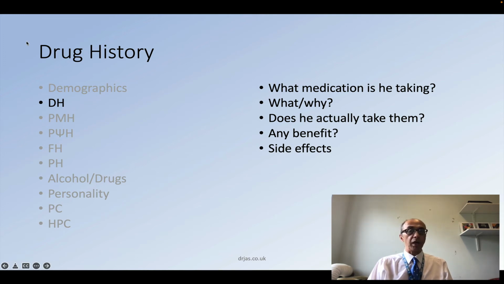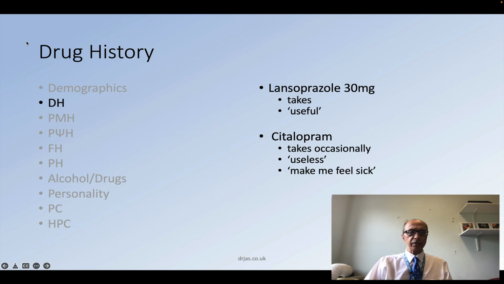So I will usually say, so this sertraline you're prescribed, do you take it every day, some days, or just when you need it? And you'll be surprised at that. And then ask about benefits and side effects. So again, typically with antidepressants, I will say, so you've been taking this for 3 months. Has it made you feel better, worse, or no different? And again, you will often be surprised at the answers. So here's some typical medication history.